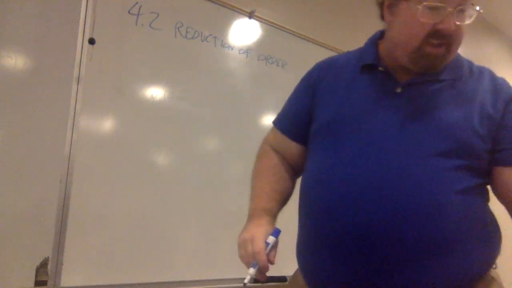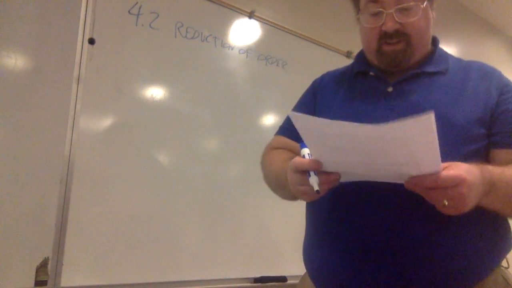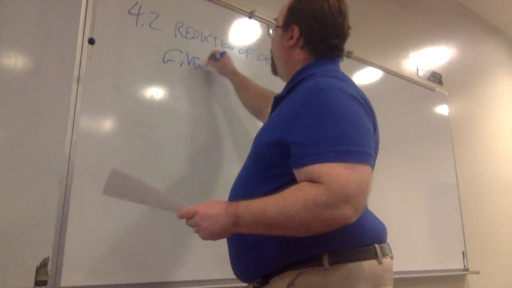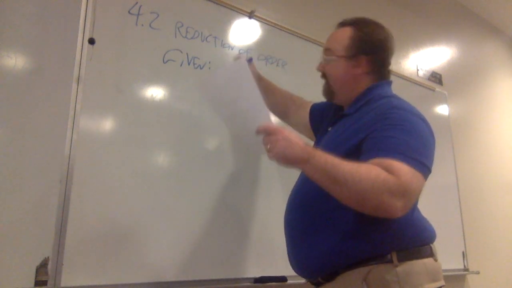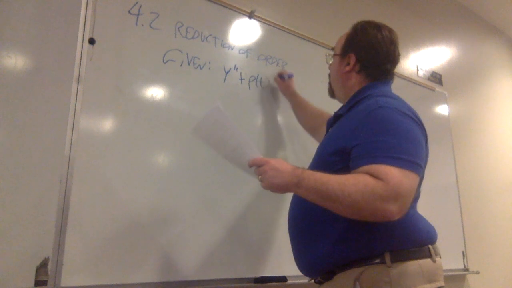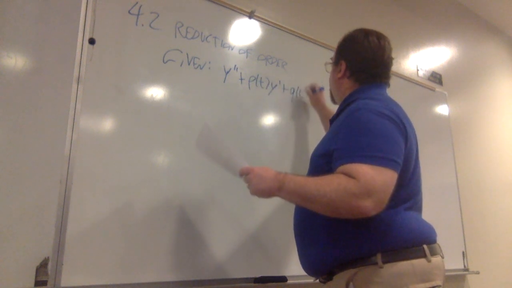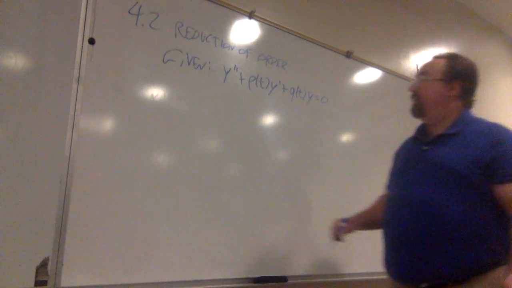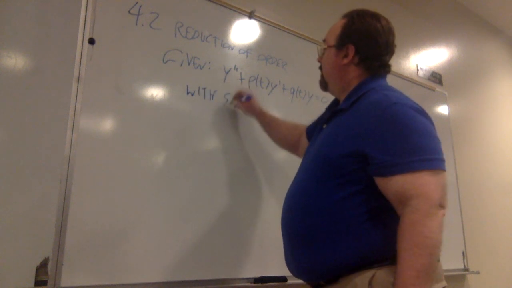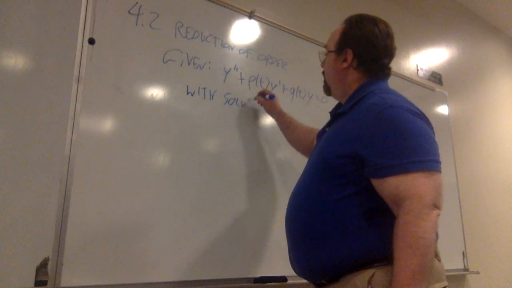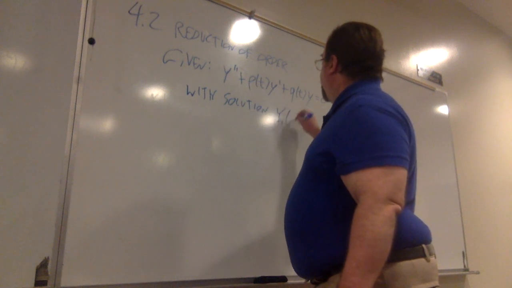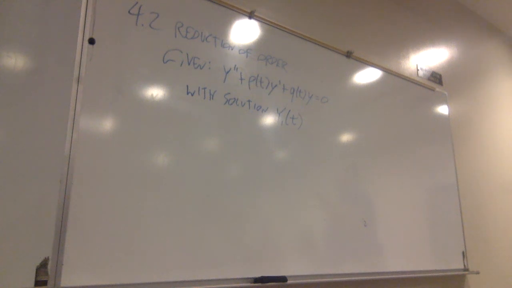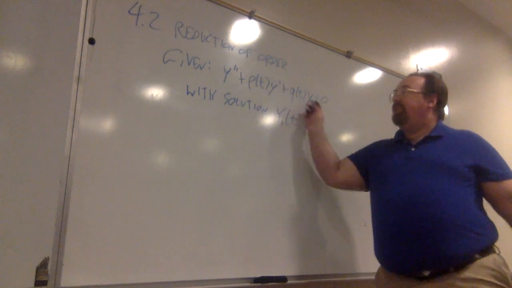Okay. Now, this is for a specific situation. Suppose this is what you're given: a general homogeneous second order equation, with a 0 on the right hand side. And you're given a solution, which I'll call y1 of t. So that's how the problem is described. You're given that this function, whatever it may be, is already known to be a solution of this.